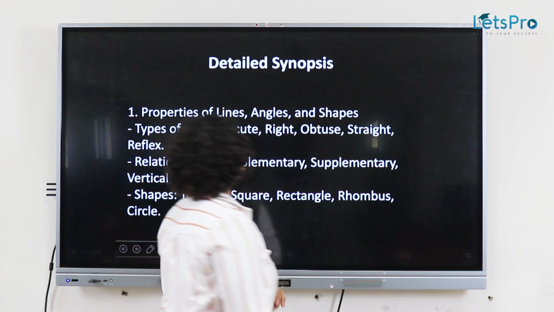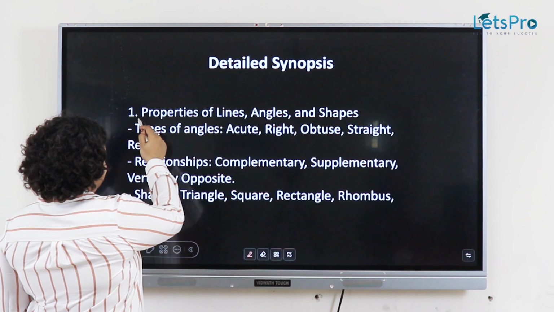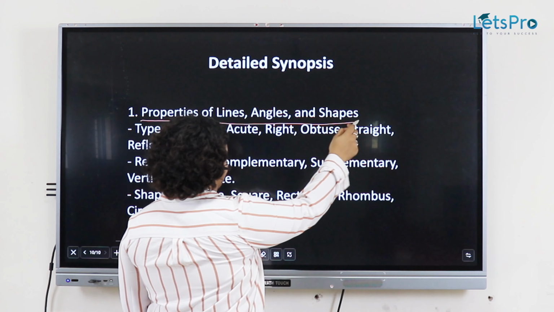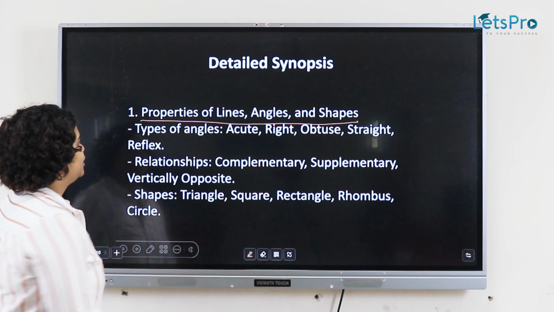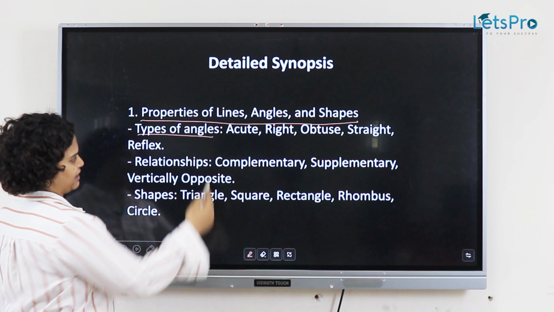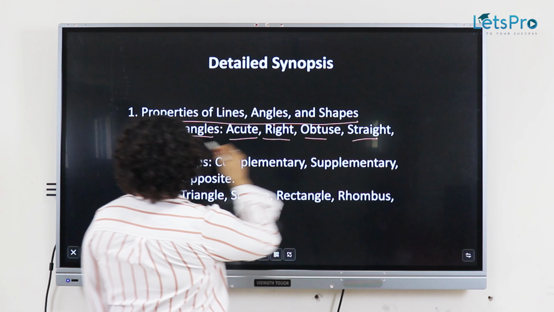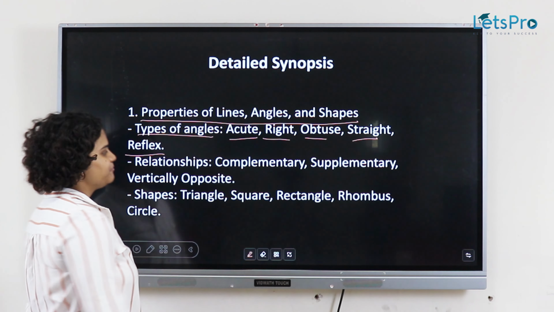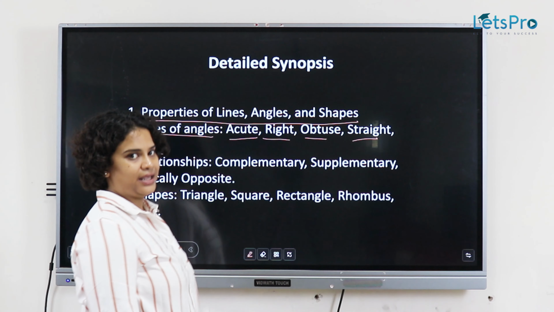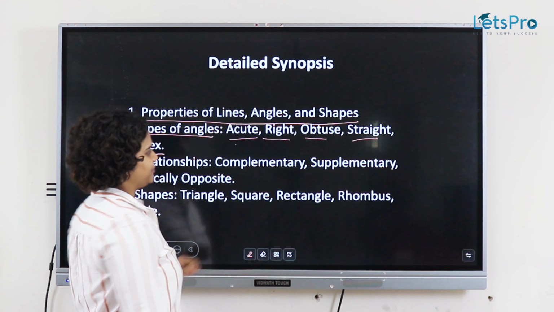First things first, let's understand the detailed synopsis. First thing is properties of lines, angles and shapes, right? Under types of angles, we have different types of angles. We have acute angle, right angle, obtuse, straight and reflex angle, right? What is this acute angle? Anything below 90 degrees is known as our acute angle, right?